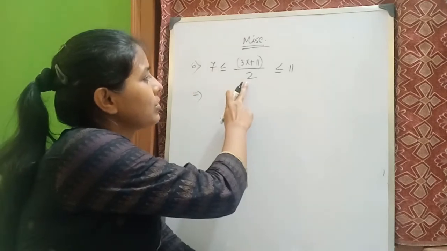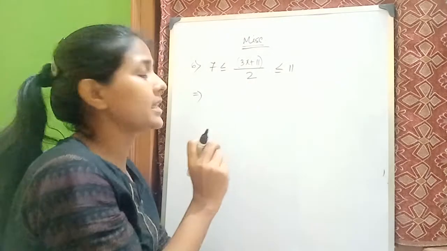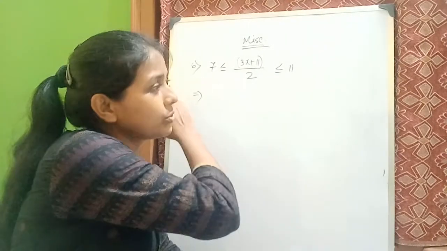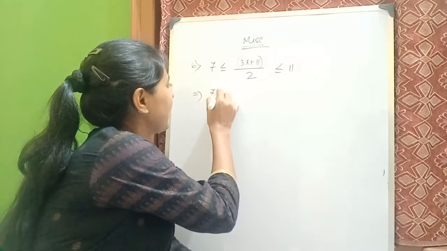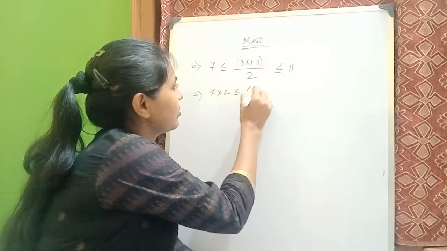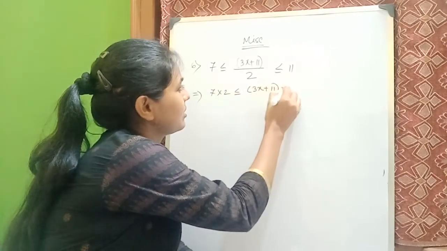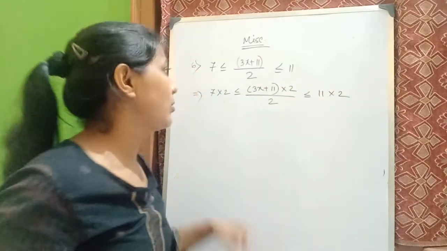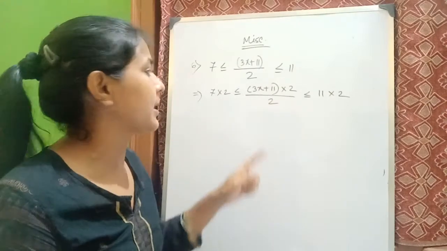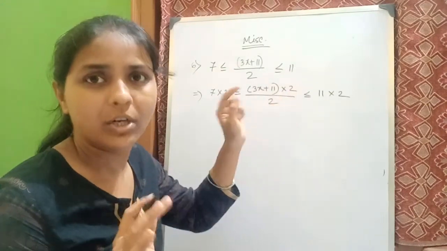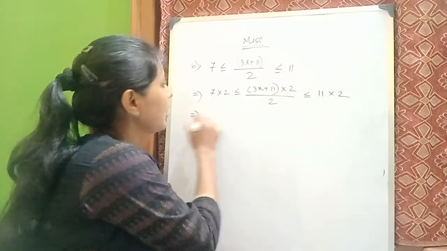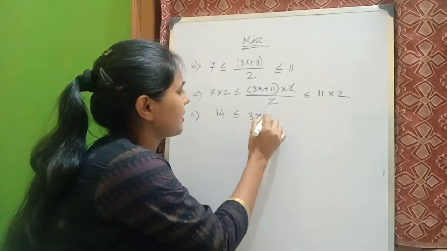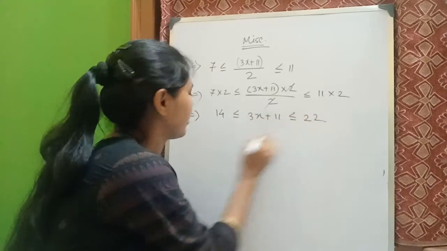First we need to omit this 2. Now 2 is the denominator, so we will multiply by 2 throughout. That means 7 into 2 less equals to (3x plus 11) into 2 divided by 2 less equals to 11 into 2. Now look, inequality signs are not changed because I have multiplied by a positive number, not a negative number. 2 will be cancelled out, so it's 14 less equals to 3x plus 11 less equals to 22, right?